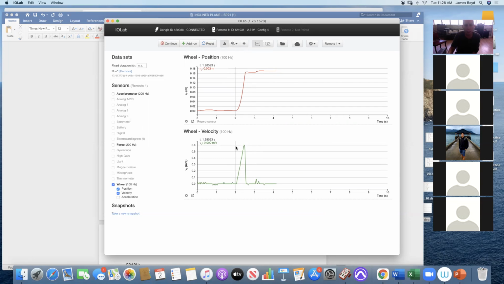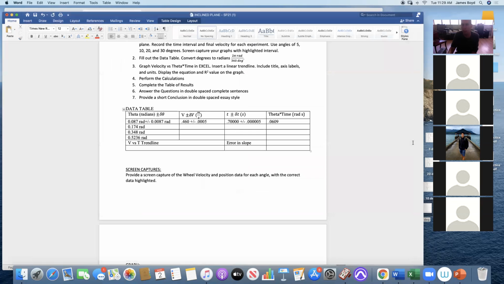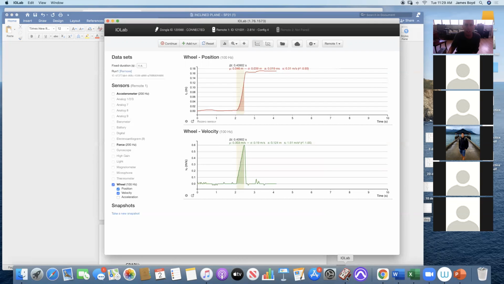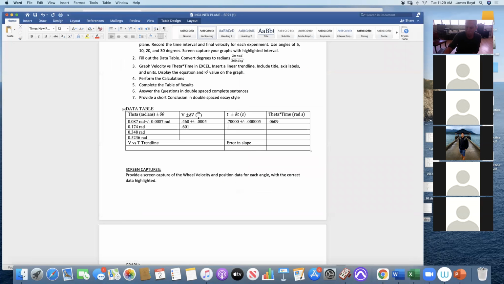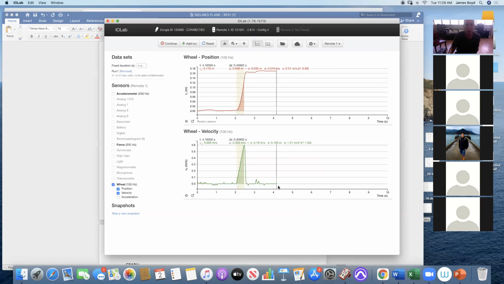Highlight from the start of the velocity change to the maximum. I know that wasn't quite the maximum. The maximum looks like 0.601. It'll have the same plus or minus for all of these. The time interval is 0.409, which seems like one of these is probably off, but maybe I'm wrong. We'll see as we go. 0.4092 seconds.